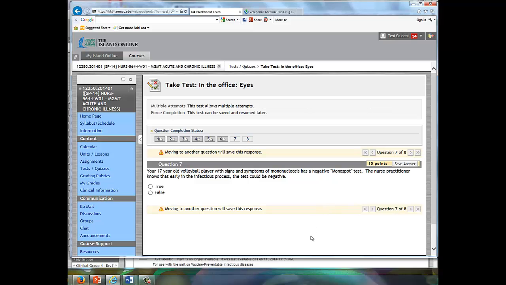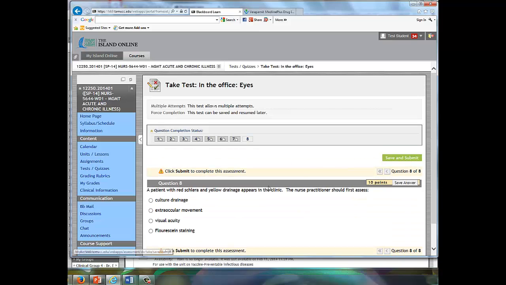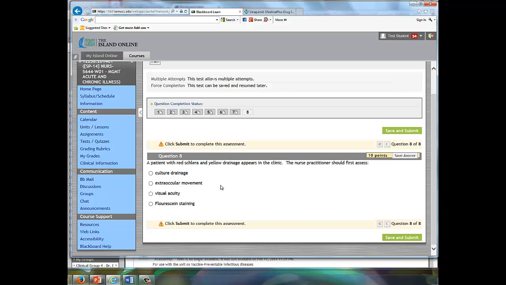A 17-year-old volleyball player with signs and symptoms of mononucleosis has a negative spot test. The nurse practitioner knows that early in the infectious process, the test could be negative. That's true. Sometimes there's a delayed response to antibodies or to detection of the antibodies.